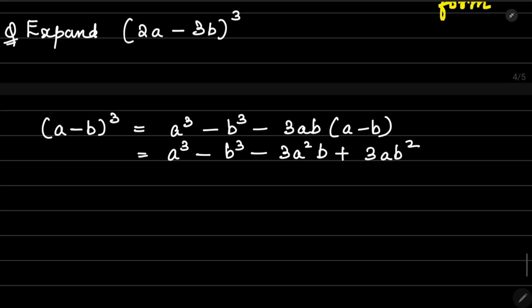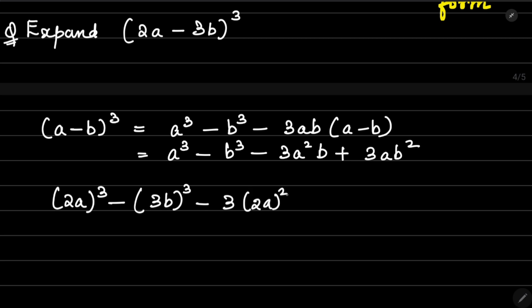So instead of a you will put 2a. So 2a the whole cube minus, instead of b you will write 3b, 3b the whole cube, minus 3 into a square, that is 2a square, into 3b, plus 3, instead of a you will write 2a, into b, instead of b you will write 3b the whole square. Now you will have to just open the bracket.